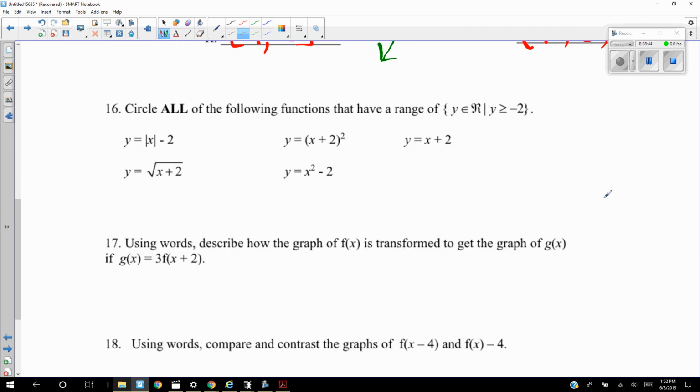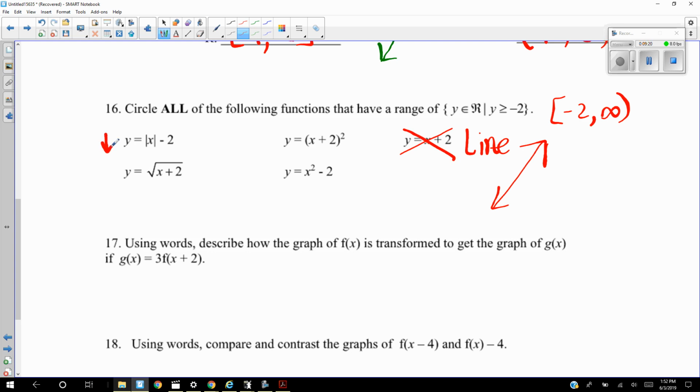Number 16, circle all of the following functions that have a range greater than or equal to -2. So basically in interval notation, you're used to seeing it that way. That's the range we're looking for. So we're looking for anything that has a lowest point of -2. Well, this one, x + 2 is a line. Or lines, unless it's a horizontal line, they go up and down forever. So it can't be a line. So which other graphs up here have a lowest point of -2?